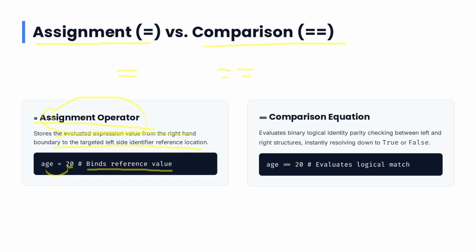Double equal to is the comparison operator. It evaluates whether the left and right sides are equal, instantly resolving down to true or false. For example, age == 20 checks if this is true or false. This only compares. No allocation happens here.